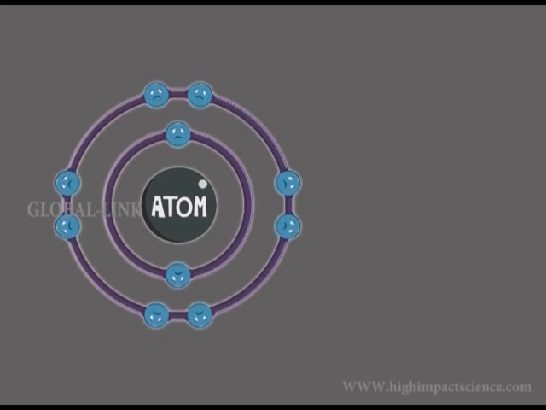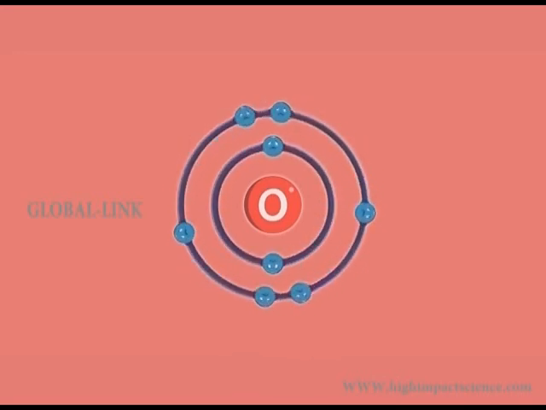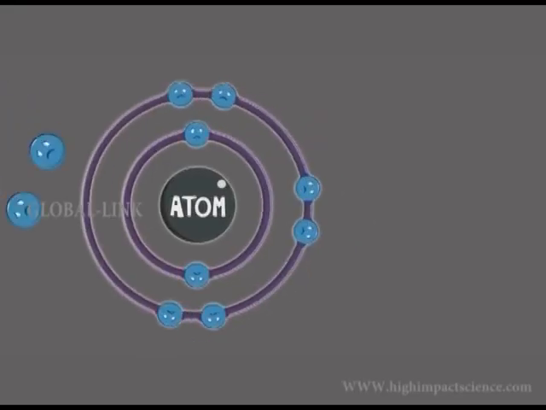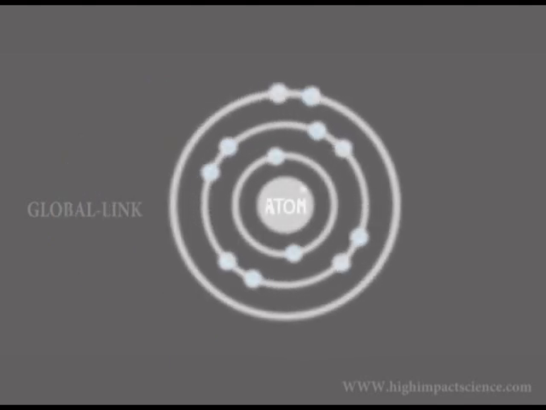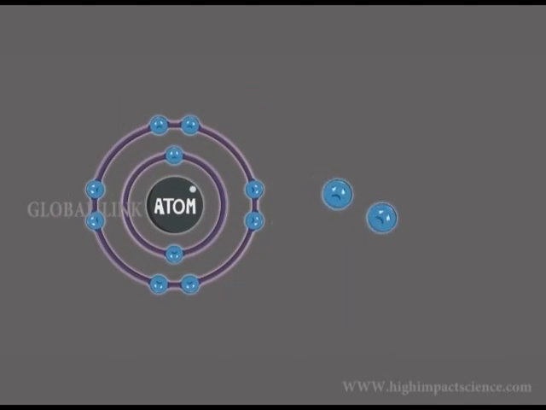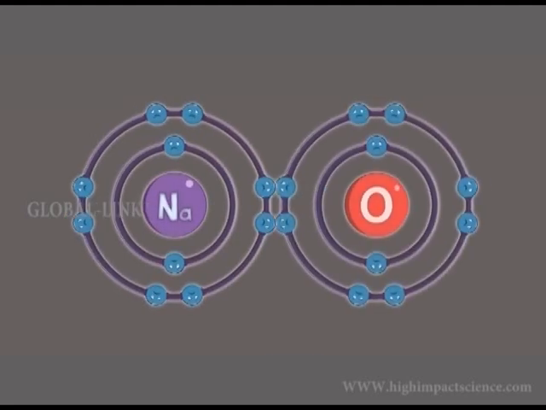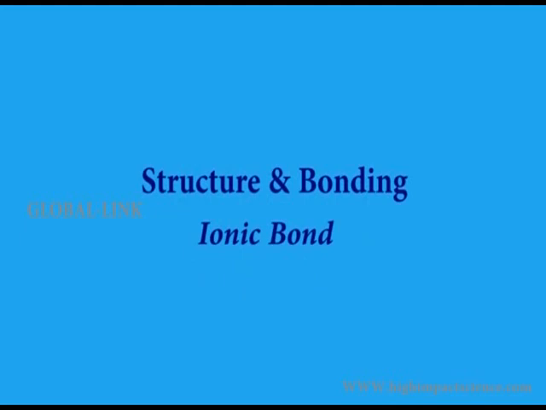Atoms that have completely filled outermost energy levels are said to be stable. All other atoms tend to gain stability by having a filled outermost energy level. They can do this by either gaining extra electrons or losing the excess electrons, whichever is easier. The ions formed then combine in our first bond, the ionic bond.